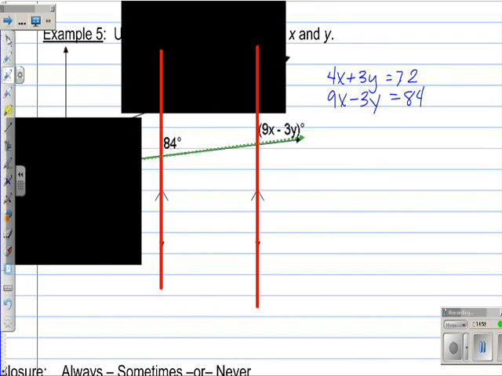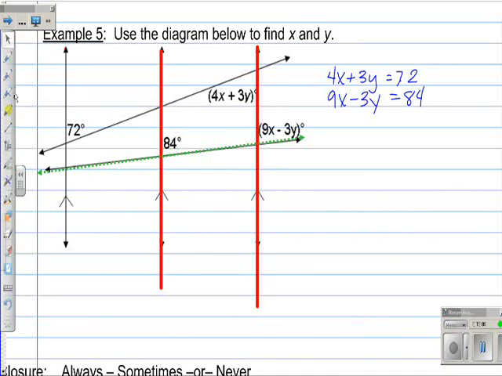Okay? So what you're going to do is you can add straight down. And our goal is to eliminate a variable. Well, our 3y and our negative 3y, they're going to add to 0. So we have 4x plus 9x gives us 13x. 3y minus 3y is 0, equals 72 plus 84 gives us 156. To solve for x, divide by 13, divide by 13. X equals 156 divided by 13, which is 12.